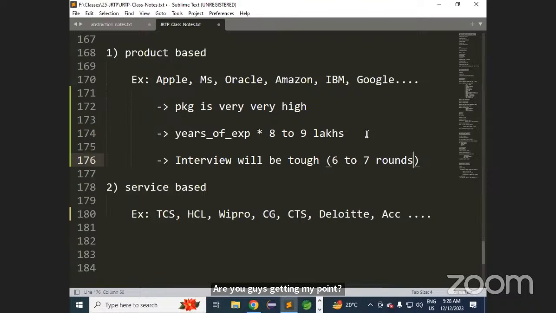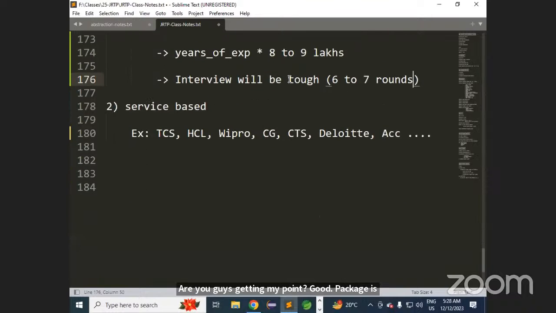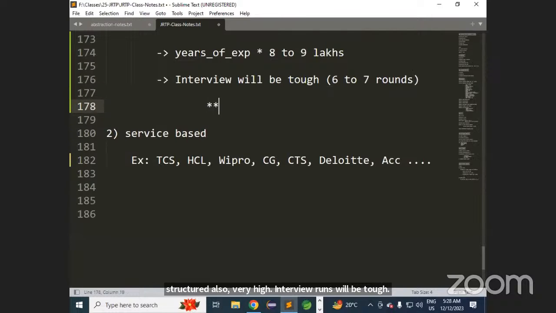Good. Package structure is also very high. Interview rounds will be tough. 6 to 7 rounds, coding test will be available. So what you need to prepare?